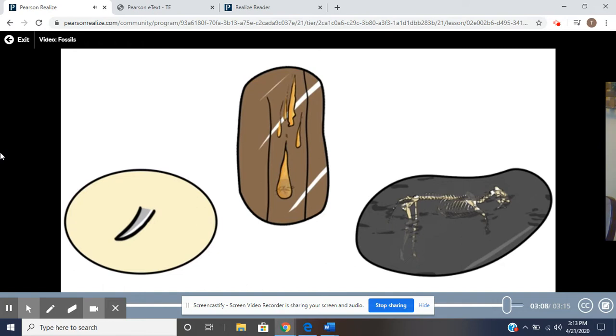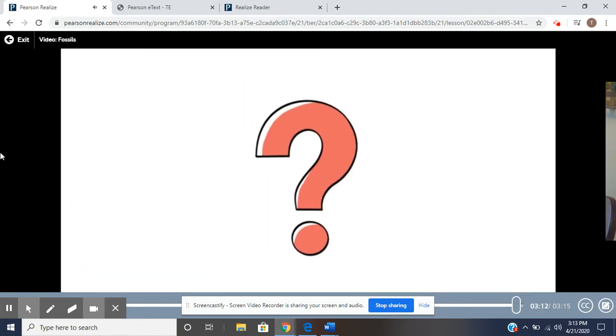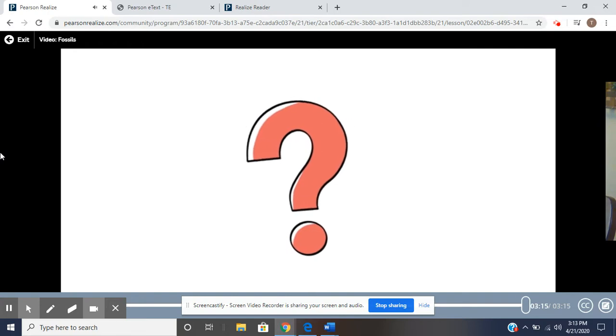Which fossils do you think tell scientists the most information about the organism? What kind of fossil would you want to discover?